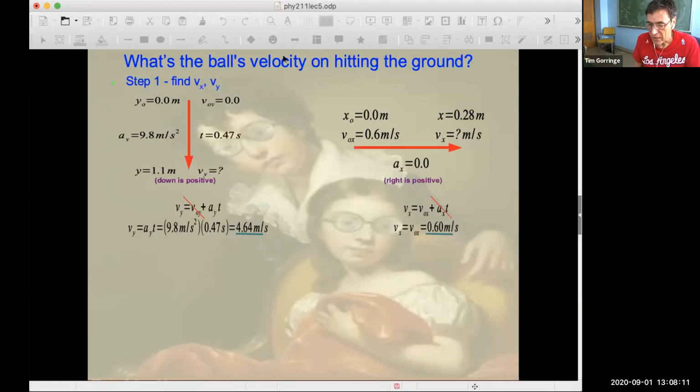What's the ball's velocity on hitting the ground? What's the ball's velocity that instant, that moment before it strikes the ground? Now, the ball's velocity the instant before it strikes the ground has a horizontal component and it has a vertical component to it. So it's traveling both downwards and left to right.